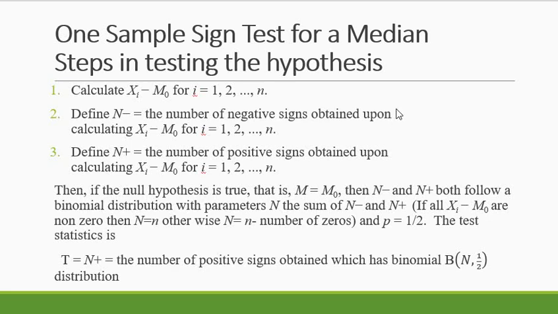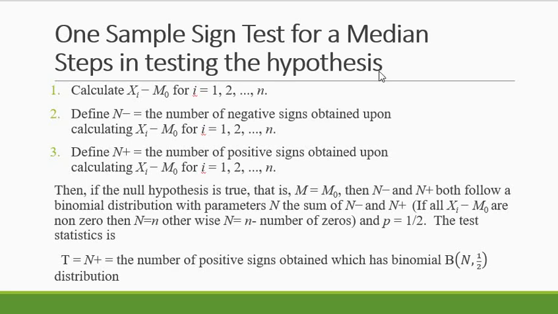Some of them may be negative, some positive, depending on the values. If xi is less than m0, they take negative values. If xi is greater than m0, they take positive values, and some may be 0. When xi equals m0, they take the value 0. So first, find xi minus m0. Then count the number of negative values, only the number of negative values, not any dimension or magnitude of that. Only the numbers should be counted.